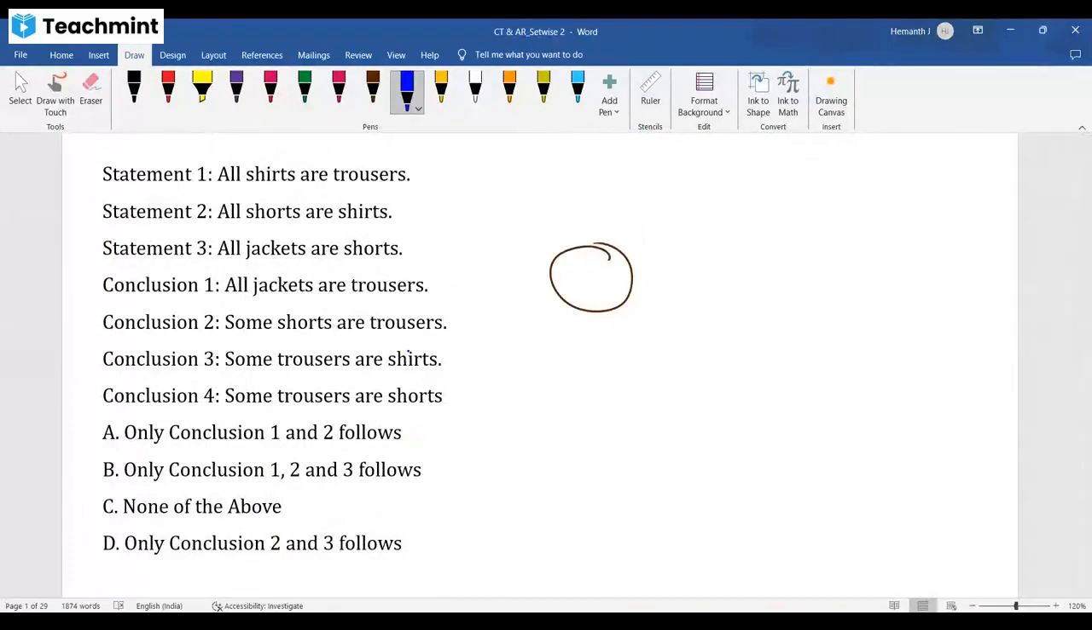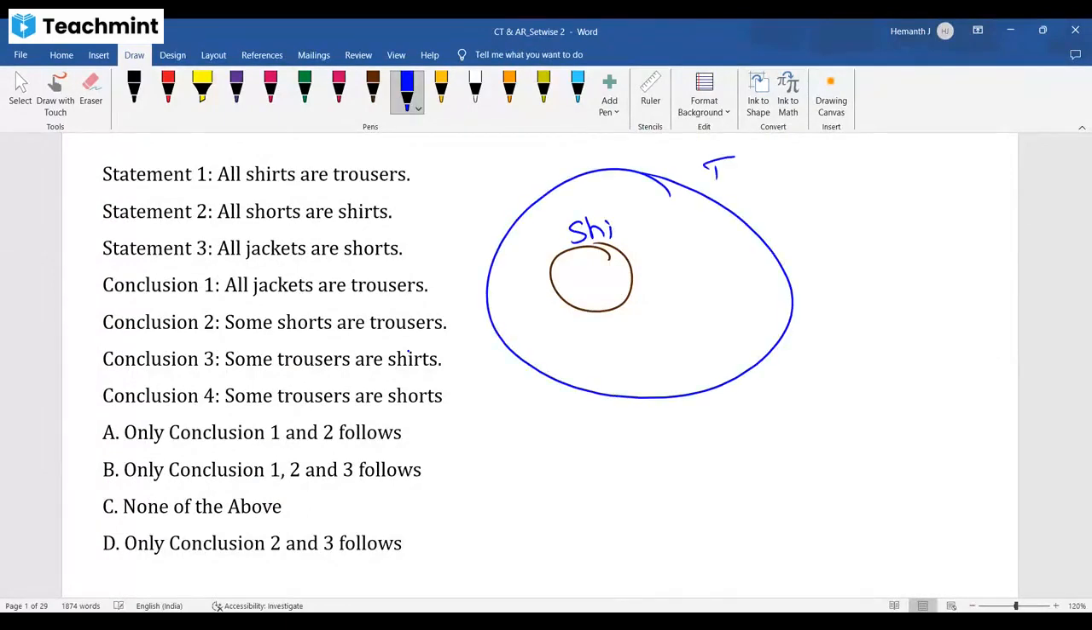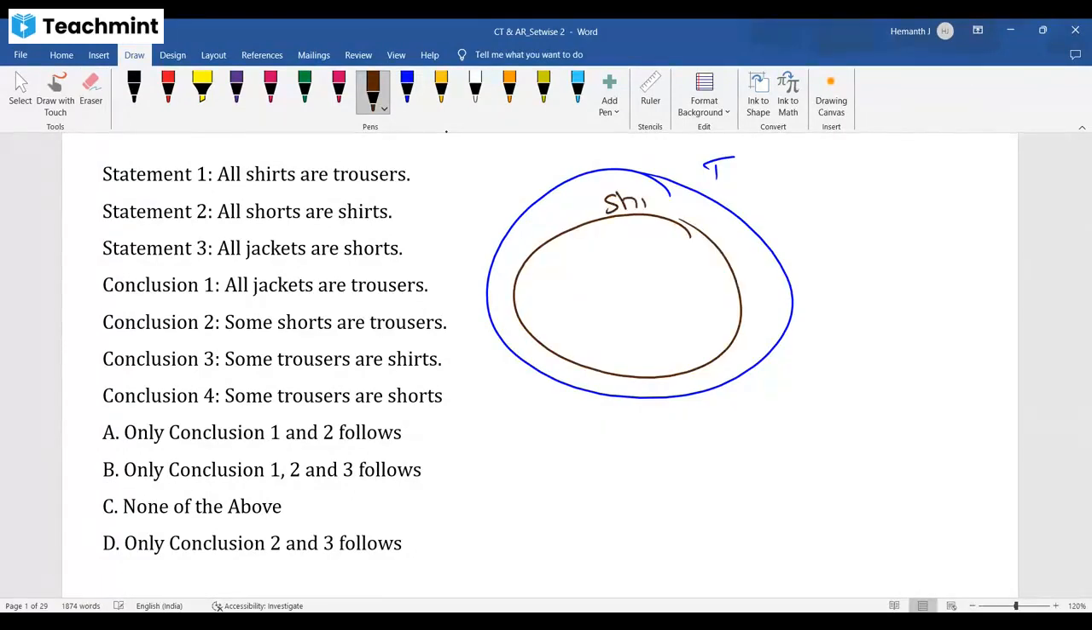Now, the next one. All shirts are trousers. Shirts, I am writing. All shorts are shirts. All jackets are shorts. Okay, fine. Here shirts, here shorts, here jackets. This is the statement. Now all jackets are trousers, first one correct. Some shorts are trousers.